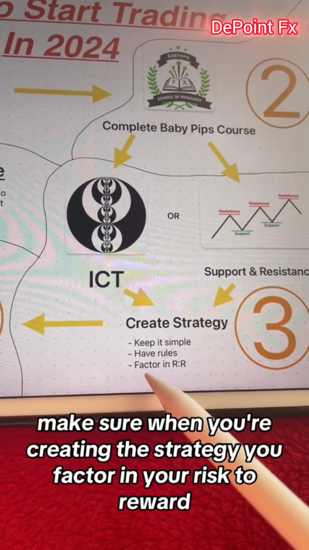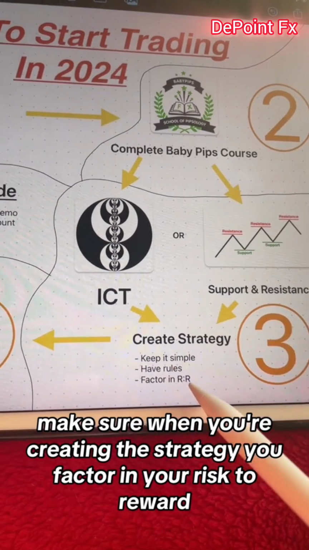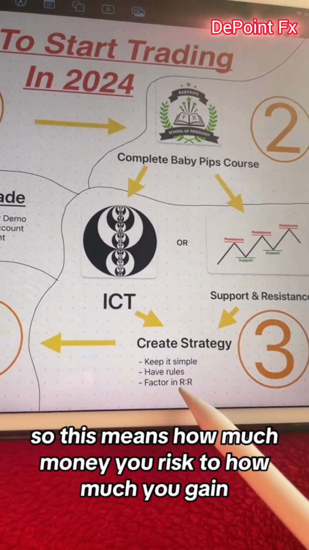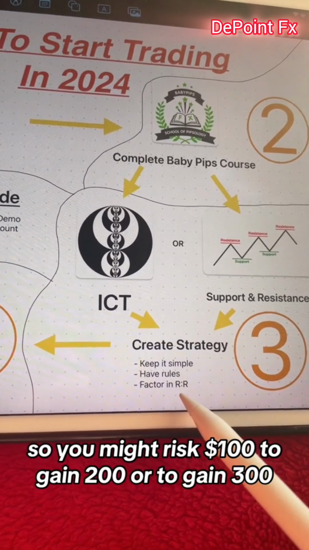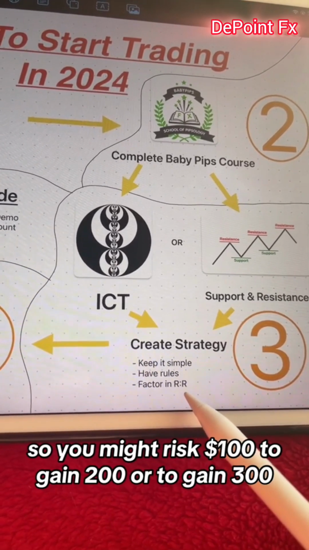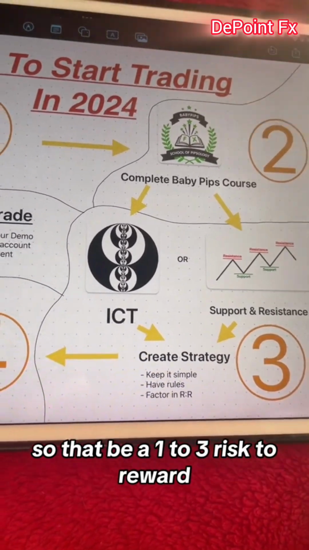Make sure when you're creating the strategy, you factor in your risk to reward. So this means how much money you risk to how much you gain. So you might risk $100 to gain $200 or to gain $300. So that would be a 1 to 3 risk to reward.